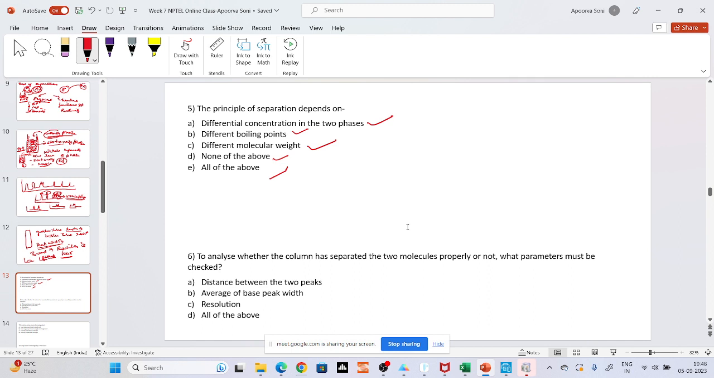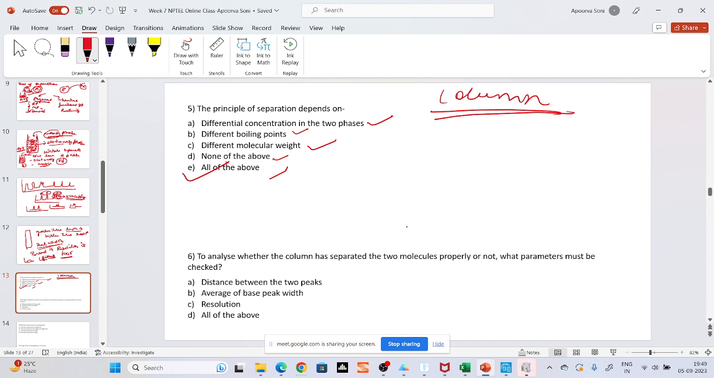Basically, whenever we are talking about the principle of separation, if we are talking about column chromatography in particular, then it would be just the differential concentration in the two phases. But in general, how the separation depends also involves the boiling point, the molecular weight, and everything. So you can answer all of the above, but if it is asked about the principle of separation during chromatography, then it should be differential concentration in the two phases, right?